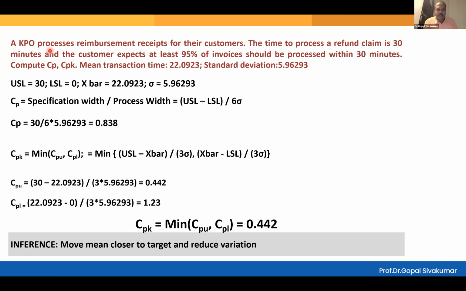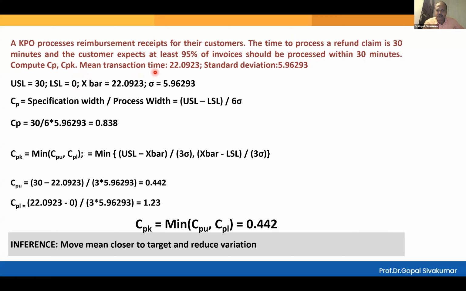Now, a KPO is processing reimbursement claims received from their customers. The time to process a refund claim is 30 minutes. What is the upper spec? 30 minutes. Lower spec can be as low as 0, so we marked it as 0. And the customer expects 95% of the invoices to be processed within 30 minutes. Yes, of course.